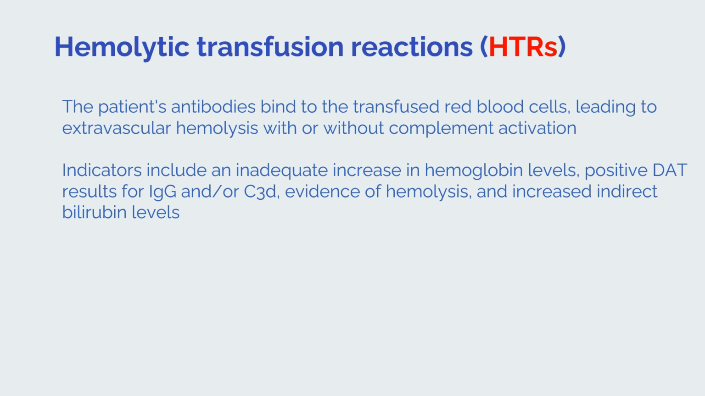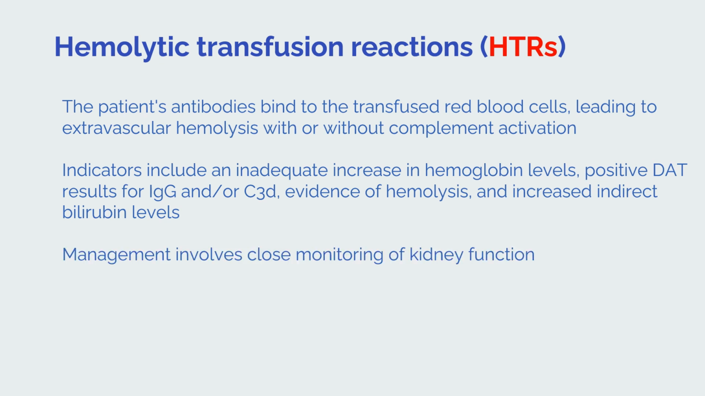These include an inadequate increase in hemoglobin levels after transfusion, positive direct antiglobulin test, DAT, results for IgG and/or C3d, evidence of hemolysis in the morphological examination, and an increase in serum indirect bilirubin levels. Management of DHTR involves close monitoring of kidney function, especially in acutely ill patients.